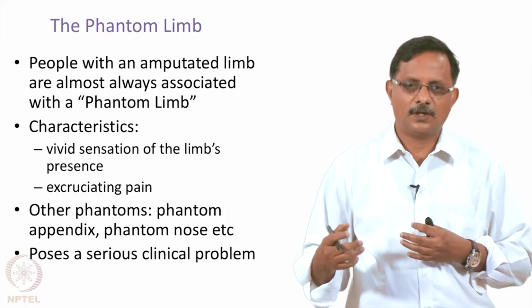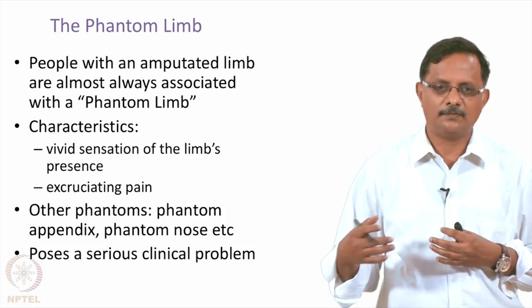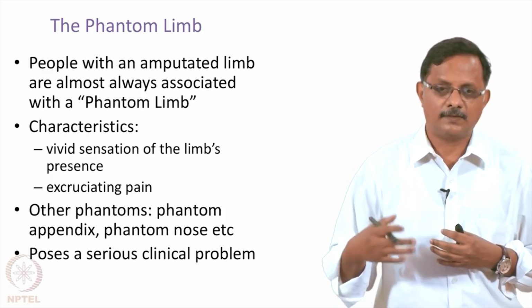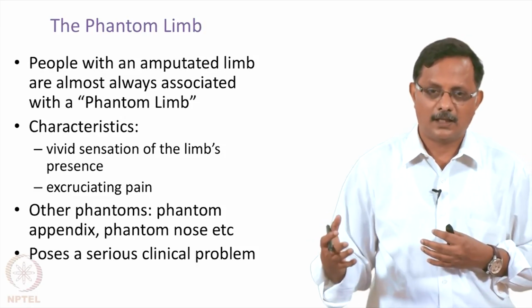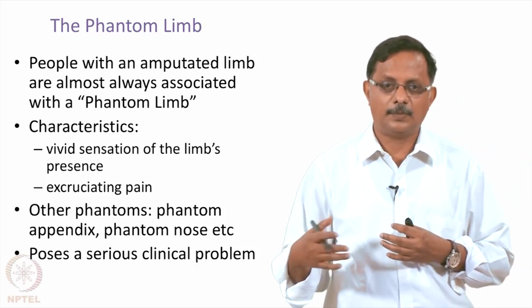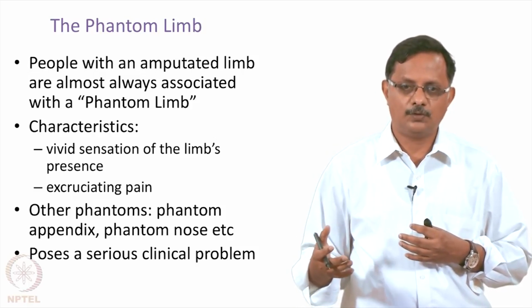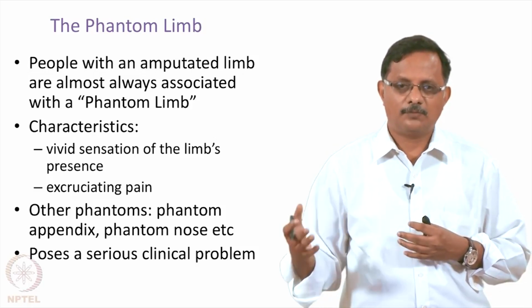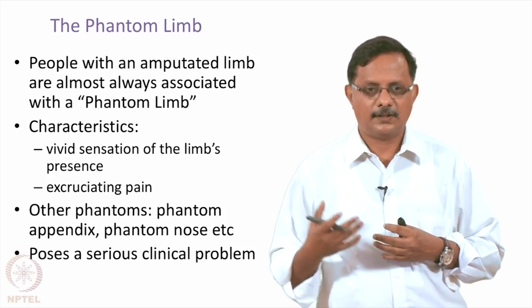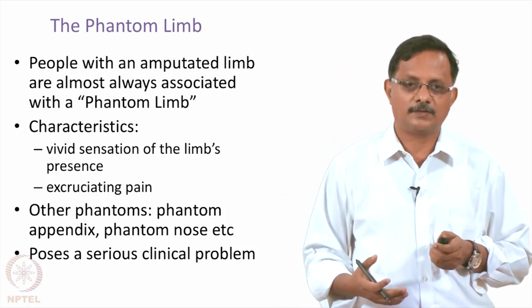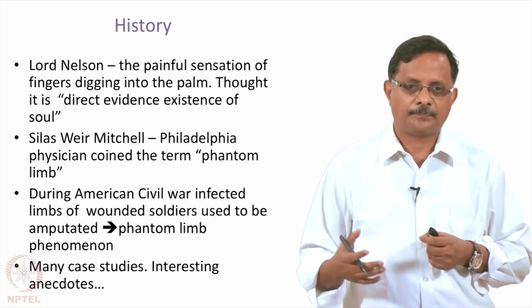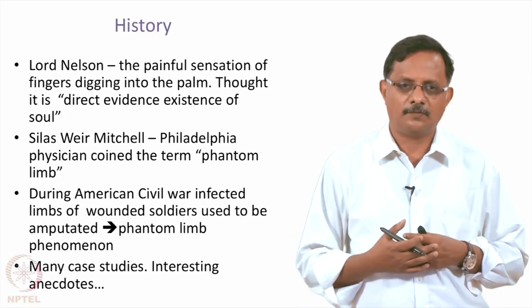It is not just limbs, but this phantom experience is associated with other organs also. For example, there are people who had a phantom appendix after appendicitis and an appendectomy when the appendix was removed. They could have a phantom nose because the nose is amputated, and so on, and it poses a clinical problem particularly because of the pain associated with it. There is a long history to the phenomenon of phantom limb.